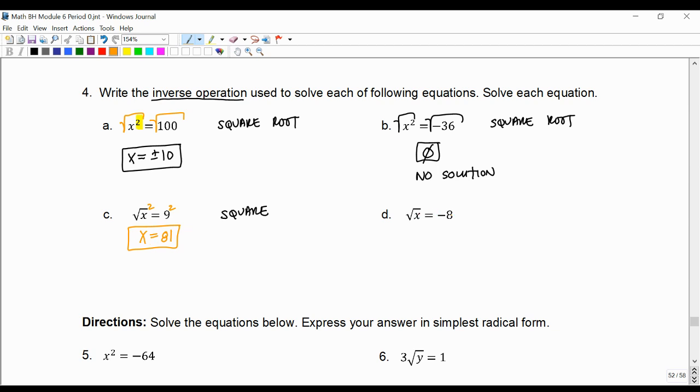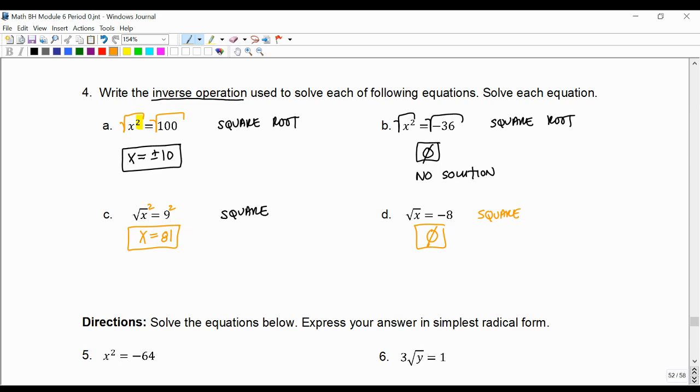Square root of x equals a negative number? That doesn't make any sense. I can't square root something and have a negative when there's an understood that this is the positive root. Just like when I write a number like 5, it's understood that it's positive. So this one's actually no solution. I can try to square both sides, but it's not going to do me any good. And I guess if I did try to solve this, the inverse operation would be squaring on both sides.